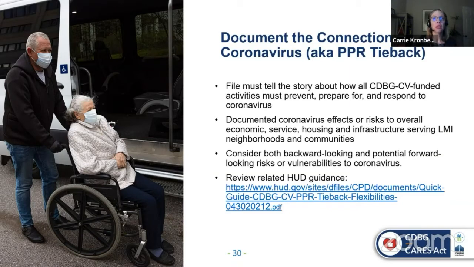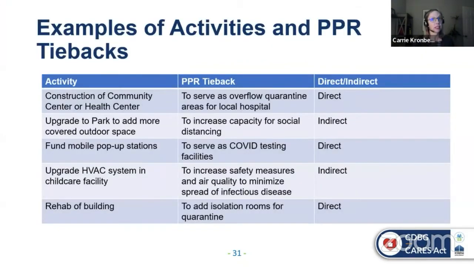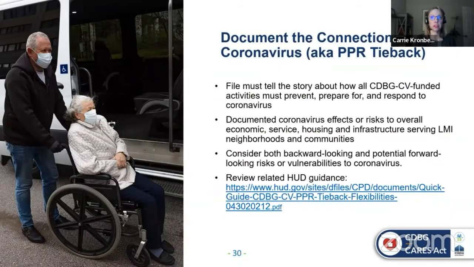You can demonstrate PPR tieback through a direct effect. For example, rehabilitating a building to create quarantine and isolation rooms for recovering coronavirus patients, if it's part of a medical facility. But there also might be indirect effects. Maybe you're providing small business assistance because they had social distancing measures due to stay-at-home orders. Now they can't serve as many people, so they lose some of their cash flow, for instance.